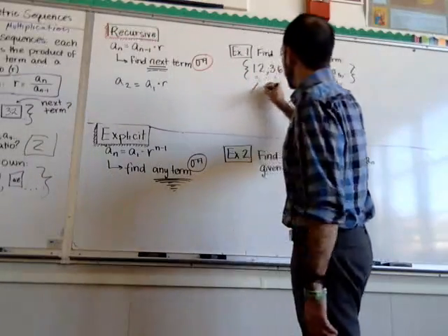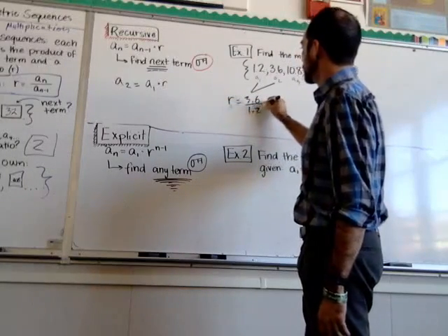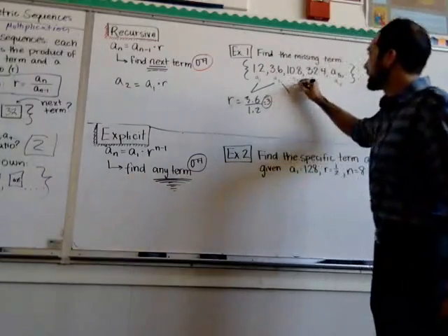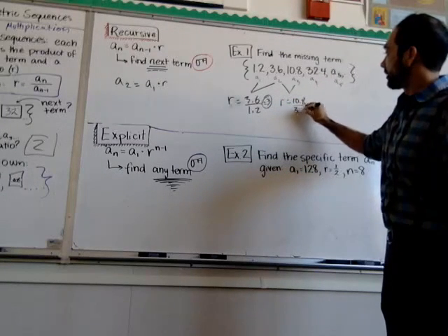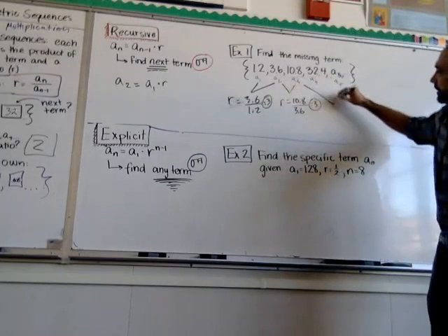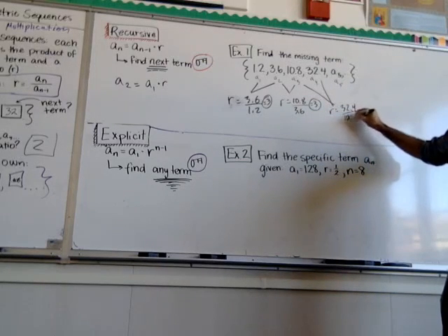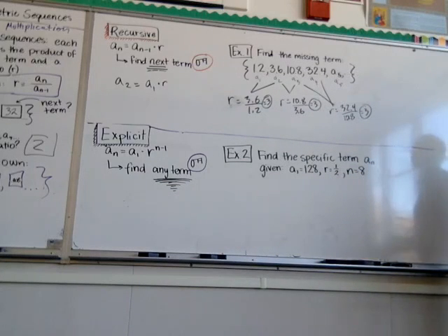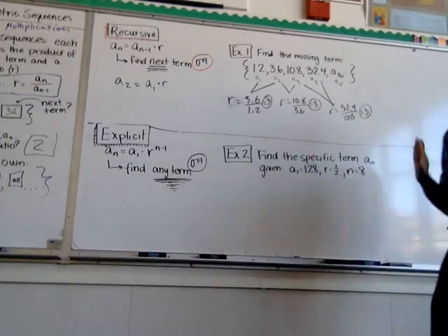Let's go ahead and figure out the ratio between 1.2 and 3.6, 3. All right. Let's go between 3.6 and 10.8, 3. Let's do it with 32.4 and 10.8, r is equal to 3. All right. 3 3s. Not a coincidence. 3 verified common ratios, so r we know for sure is 3.